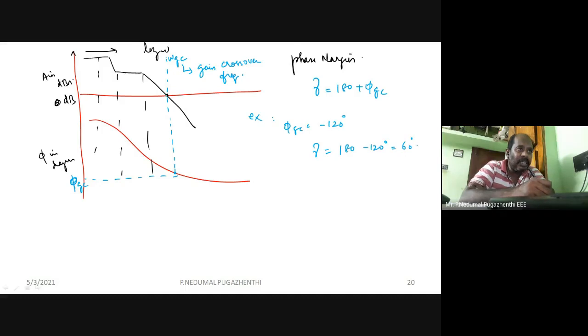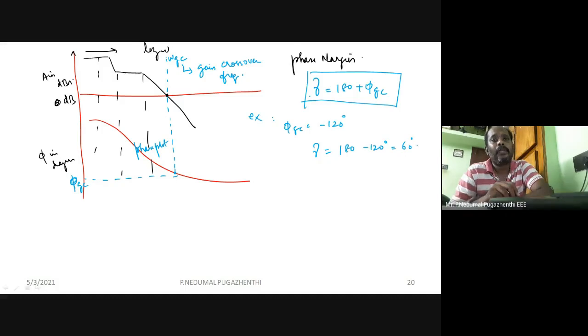You extend the same point and see where it cuts your phase plot. This is your phase plot. And correspondingly, what is your phase angle? Phi GC. Substitute that in the formula: gamma is equal to 180 plus phi GC. You will get your phase margin. Then what to do for the gain margin?